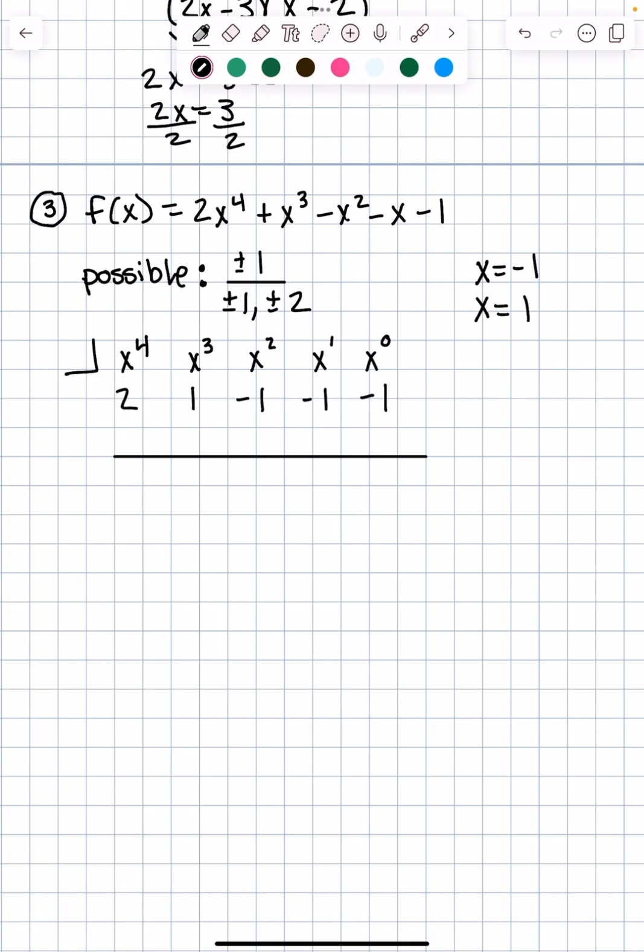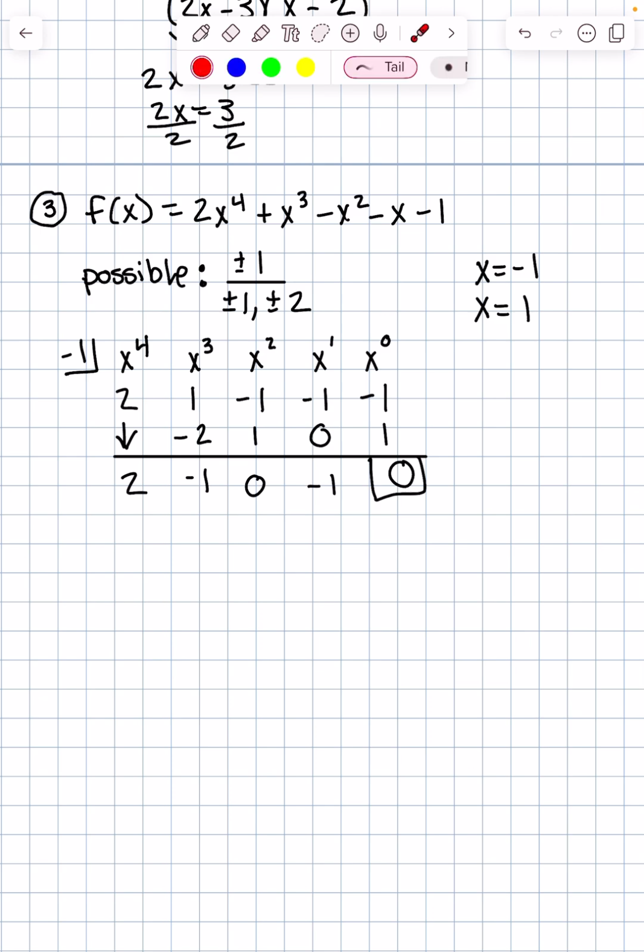Okay, so let's just plug in one of these solutions for x. Let's do -1. And we get 0 as a remainder. But if you notice here, this would not be a quadratic anymore. This would be a cubic, because it would go x to the 0, x to the first, x squared, x cubed.